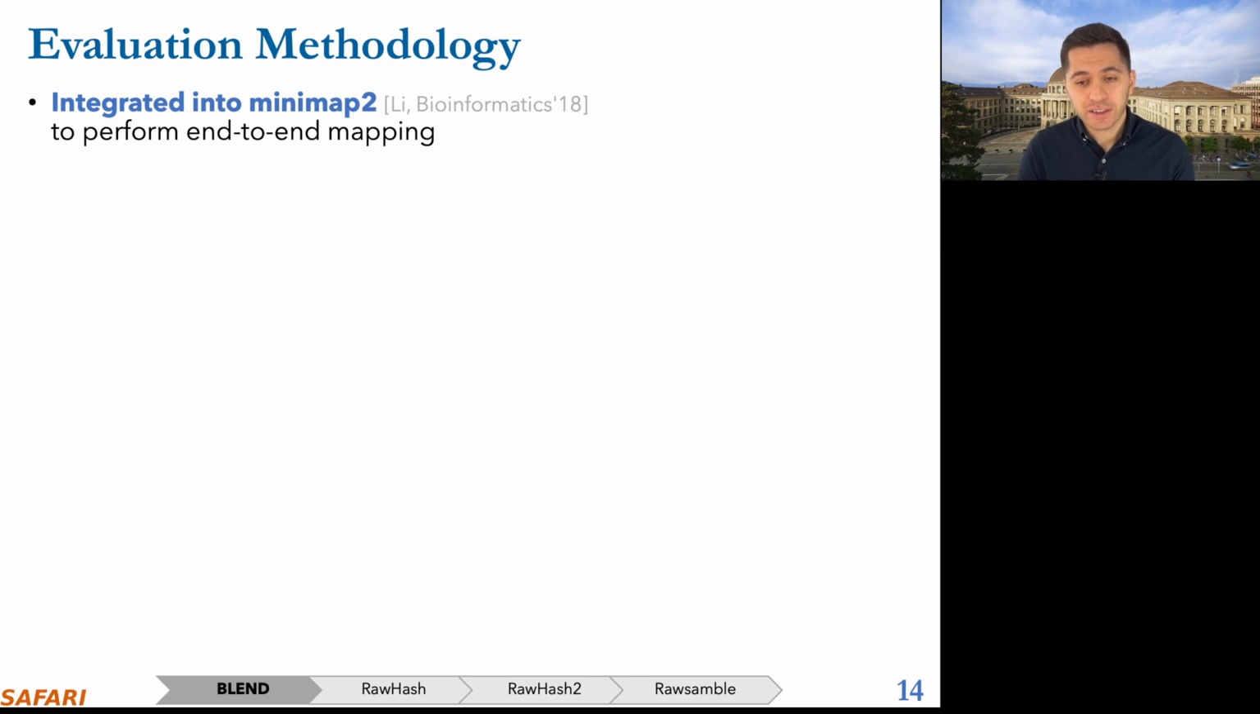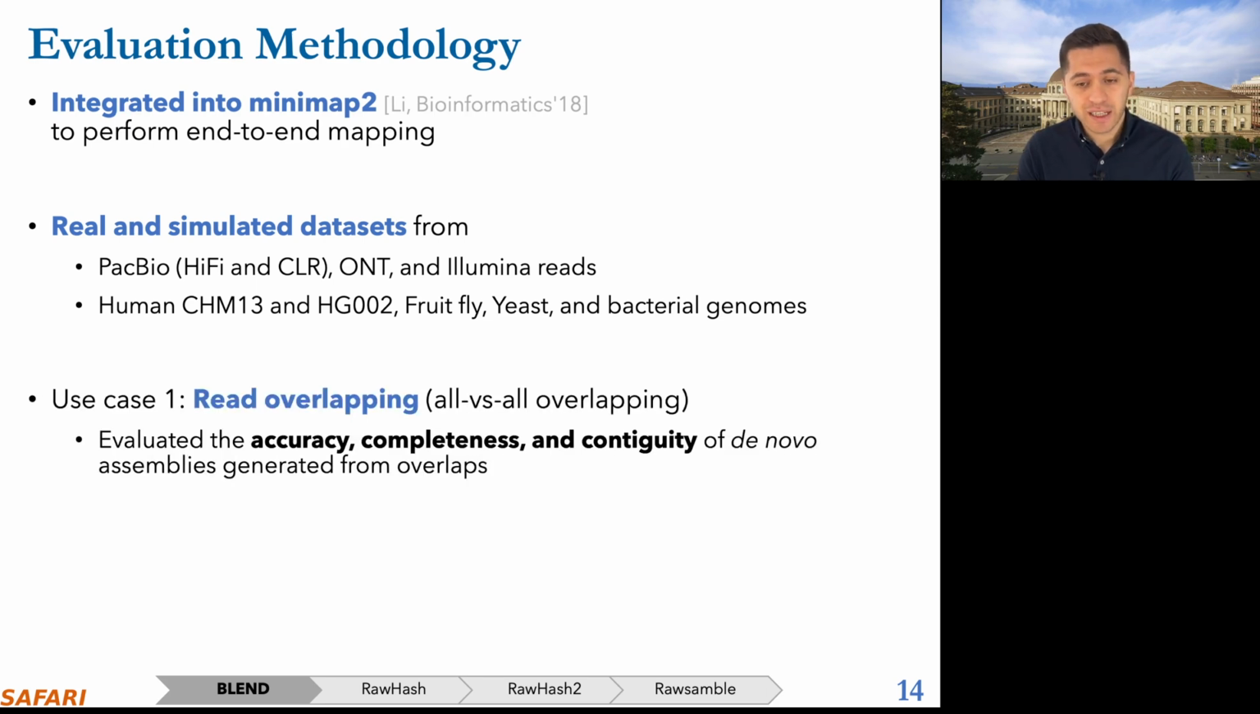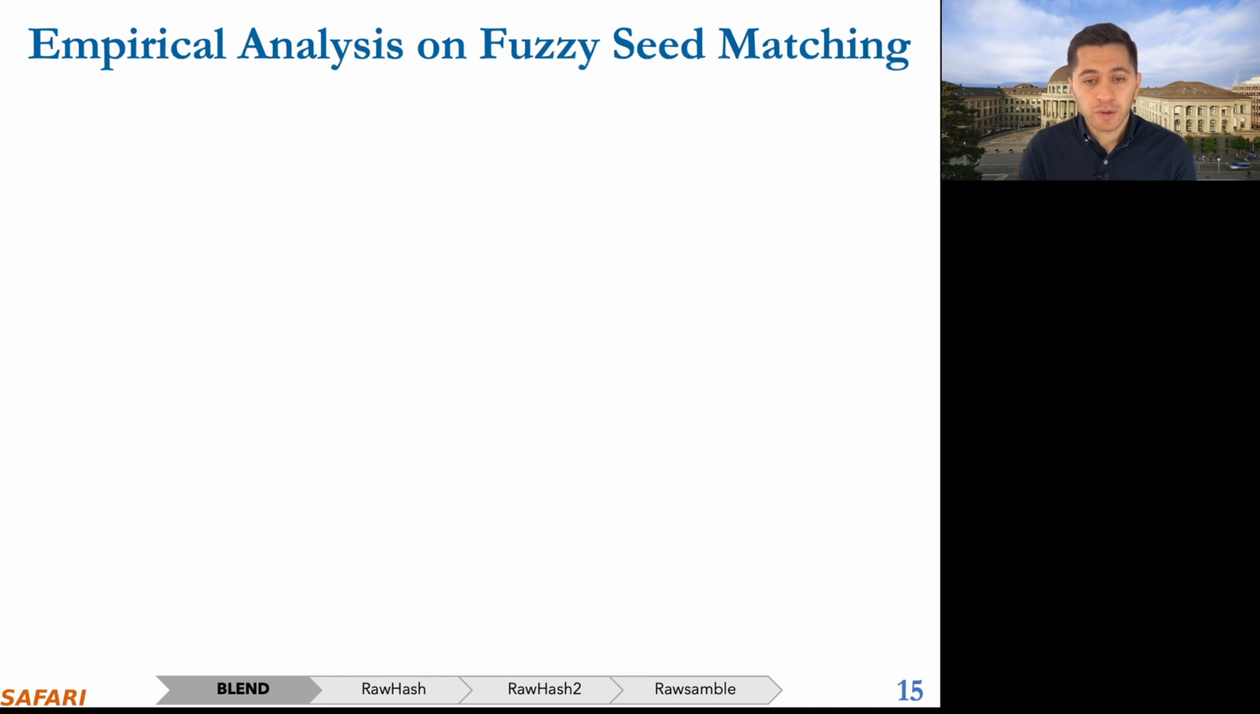We integrate Blend into Minimap2 to perform end-to-end read mapping. We use real and simulated datasets from various sequencing devices, including highly accurate reads from PacBio HiFi. We evaluate Blend in terms of two use cases, read overlapping and read mapping. Before discussing the results, we first conduct an empirical analysis of Blend's fuzzy seed matching capabilities.